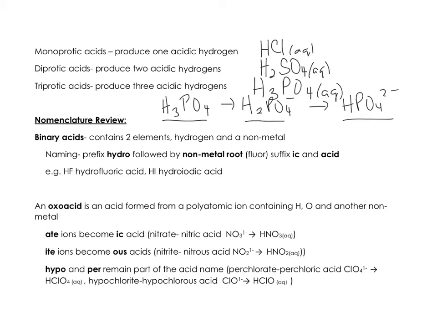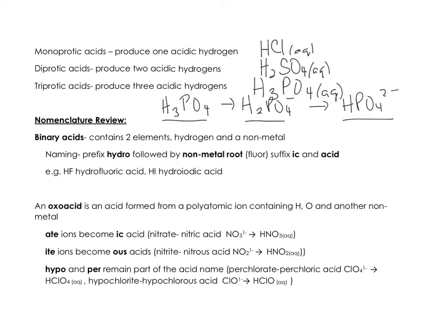A little nomenclature review. Binary acids contain only 2 elements, hydrogen and a nonmetal. For the naming, you have the prefix hydro, followed by the root of the nonmetal, followed by ic and acid. So HF is hydrofluoric acid. HI: hydro, and it's iodine, so it's iodo, and then ic acid, so hydroiodic acid.